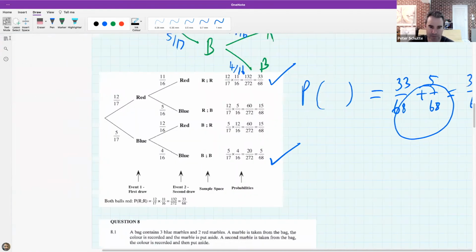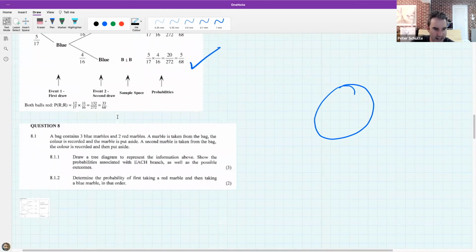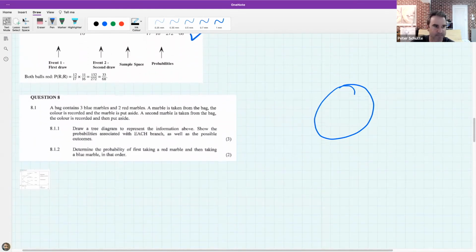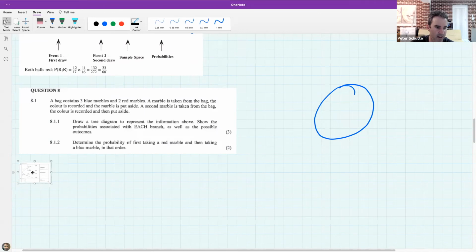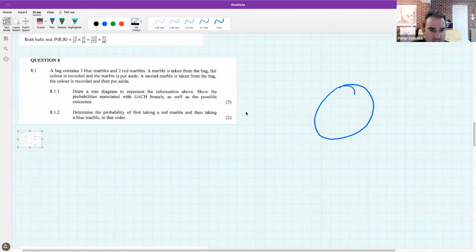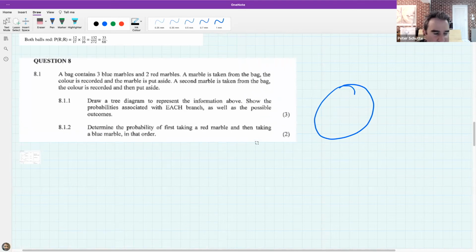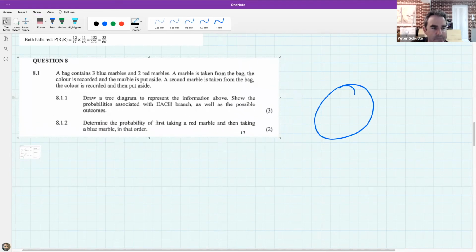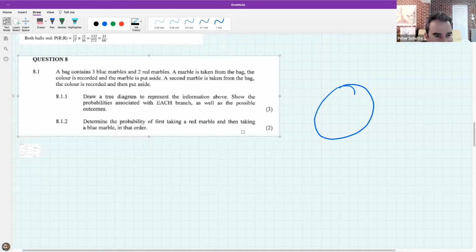Okay, so let us go on to a past exam question. So let's have a look at this. I want you to try and do this old exam question for me. I don't know why this is frozen there. So let's see if I can enlarge this. Over to you guys.